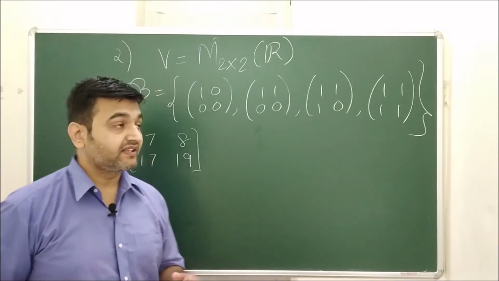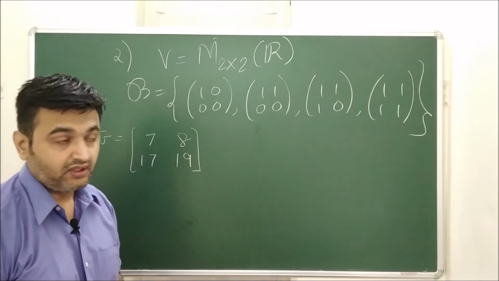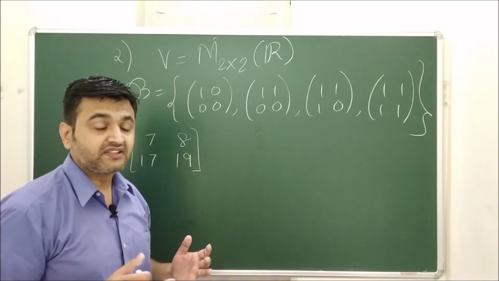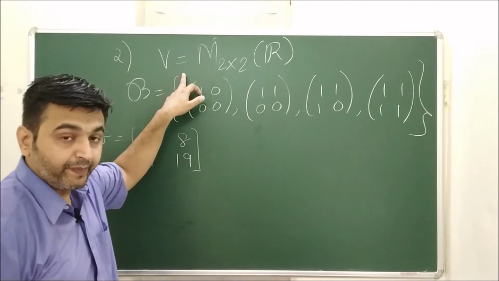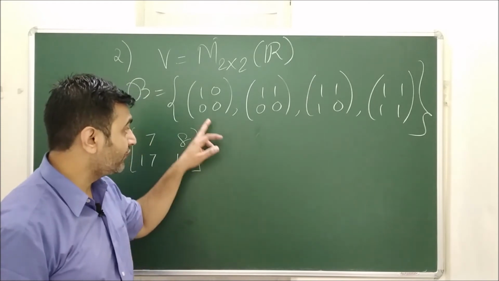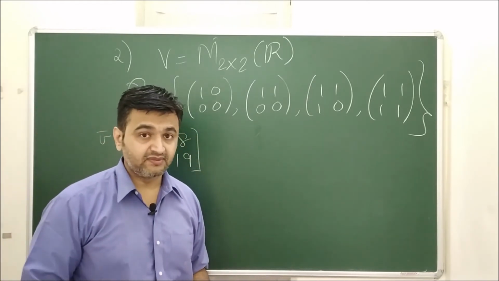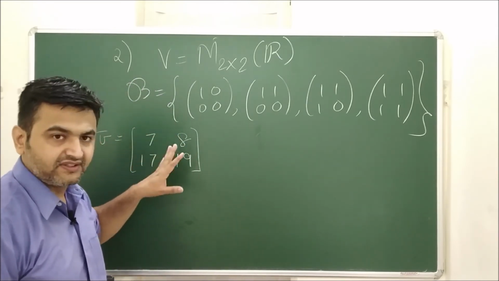So consider the vector space V as all 2 cross 2 matrices over real numbers. Since this is 2 cross 2 matrices, I know the dimension is 4, therefore the basis will have 4 elements. So let this be the basis for V. If you are not sure, then make sure you first prove that B forms a basis. And if you are getting stuck, you can ask me in the comment section. So you have to first prove B is a basis, but as of now I will assume that this is a basis.